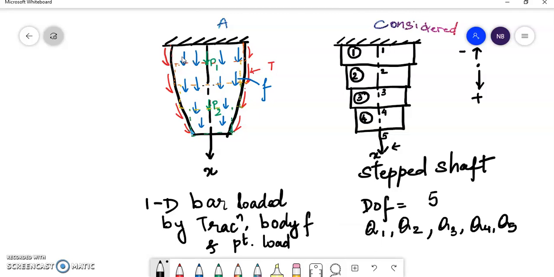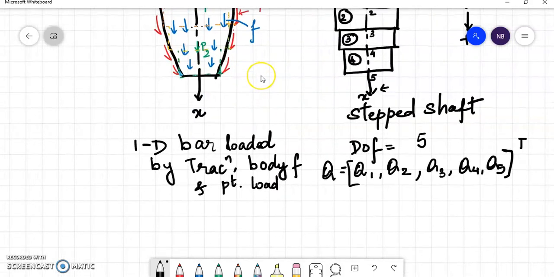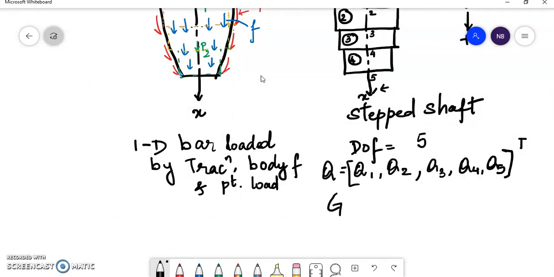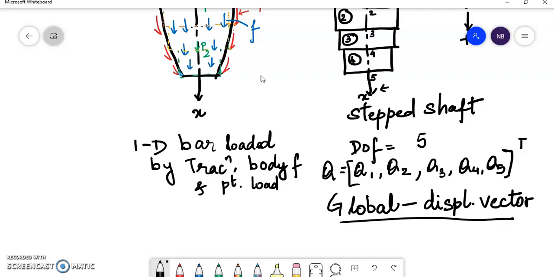The column vector Q is given by Q equals Q1, Q2, Q3, Q4, Q5 transpose, actually it's a column vector, and it is called the global displacement vector. I will come in detail about global and local a little later. As of now, in one-dimensional, you will need to know only the global displacement vector. When we are doing two-dimensional, you will learn about global and local displacement vectors.